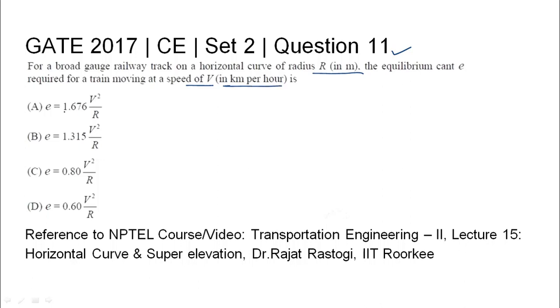The four options given are A. E equals 1.676 v square by r, B. E equals 1.315 v square by r, C. E equals 0.8 v square by r, and D. E equals 0.6 v square by r. The relevant NPTEL reference has been mentioned.